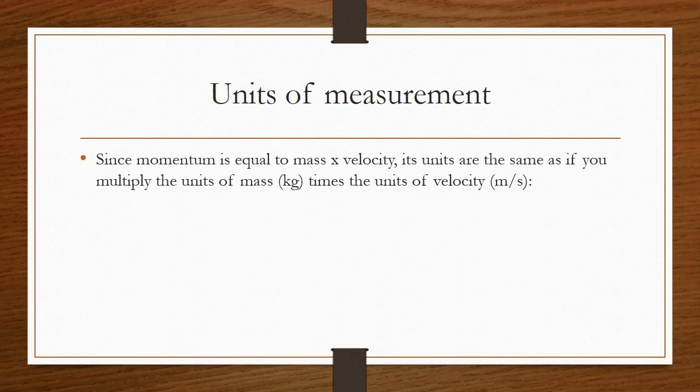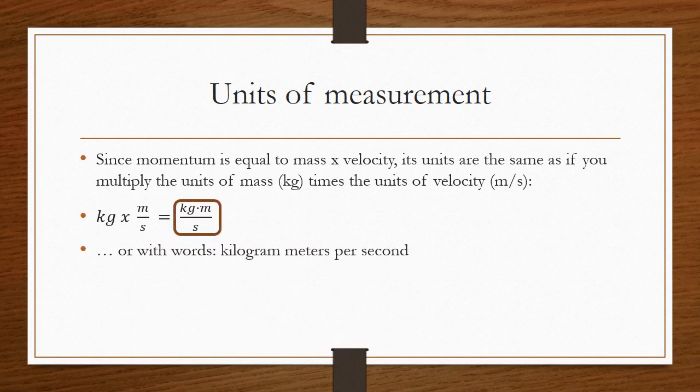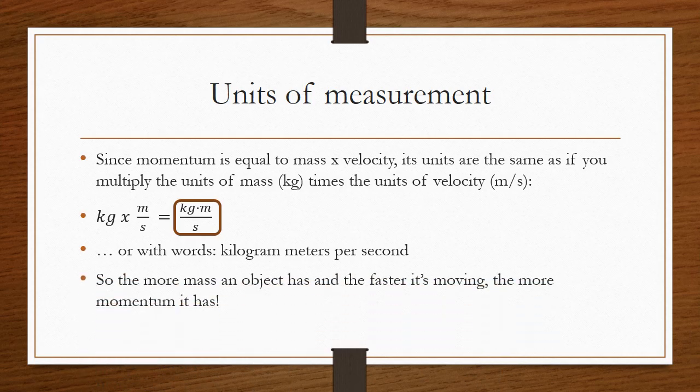The units for momentum are equal to mass times velocity, so you have the mass units, which are kilograms, times the velocity's units, which are meters per second. And there's no special unit for this, so you just smash them together and you end up with kilograms times meters per second. So, kg·m/s, or kilogram meters per second. This means that the more mass an object has and the faster it's moving, the more momentum it has.